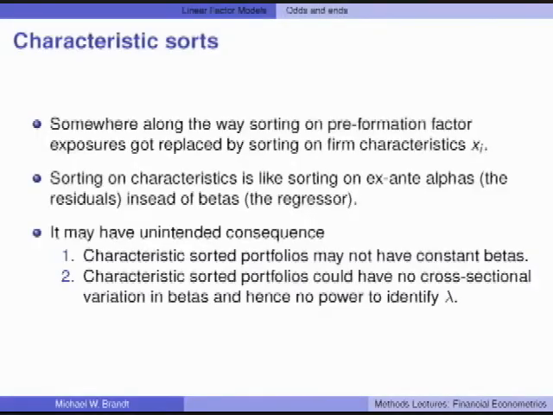Well, somewhere along the way, we forgot about pre-formation betas, and we replaced sorting on factor exposures with sorting on stock characteristics. And most empirical work you see now use portfolios sorted on size and book to market and other characteristics. That is fundamentally bizarre to me. So sorting on characteristics is like sorting on ex ante alphas instead of sorting on your betas. It's like sorting on your residuals or your intercepts, as opposed to sorting on the betas, your regressors, which sorting on the regressors from a statistical theory perspective just makes so much more sense.